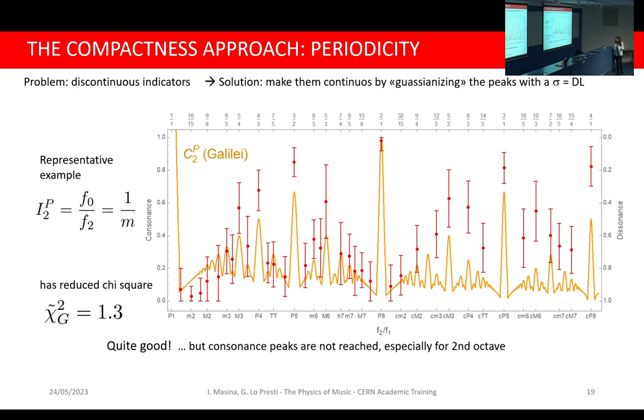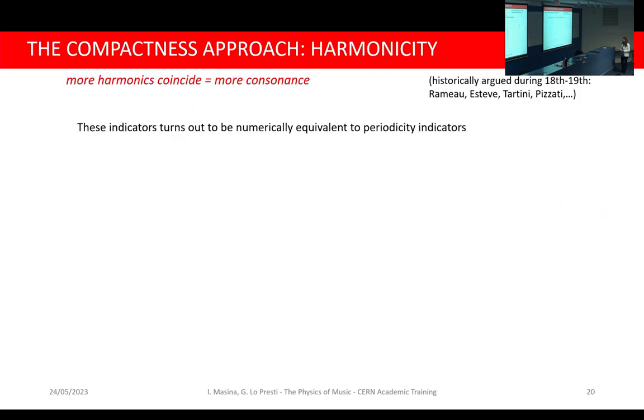And you can conclude, well, it's quite good, but if you want to be precise, consonant peaks here are not really reached, and also there, especially for the second octave. So it's important to look at the second octave and not forget about this. In the first octave it behaves even better, but for the second you see there is something missing. Anyway, good, let's go on and discuss the harmonicity category.